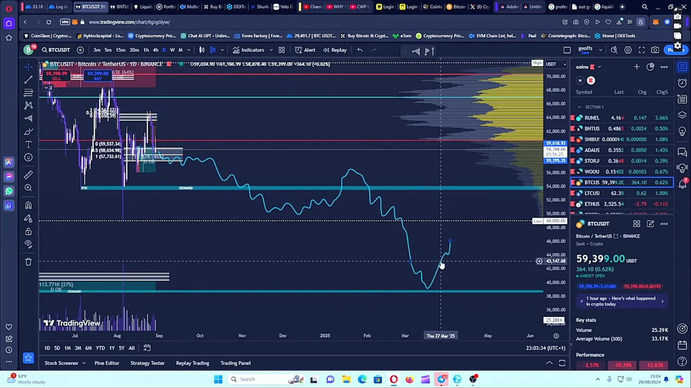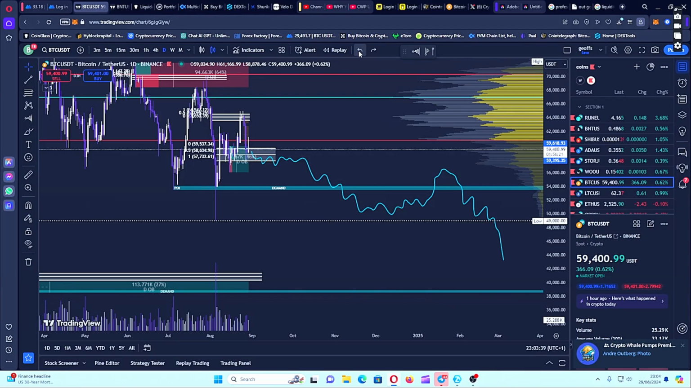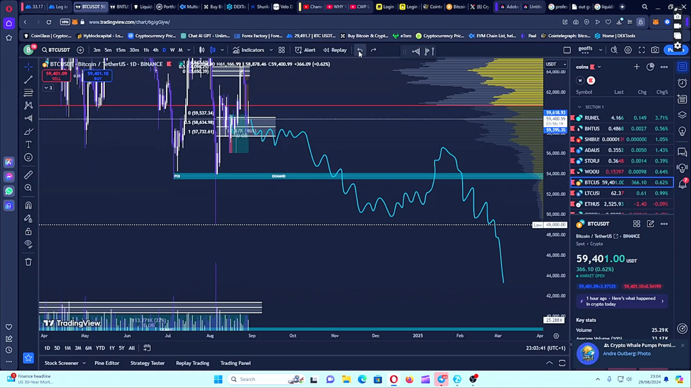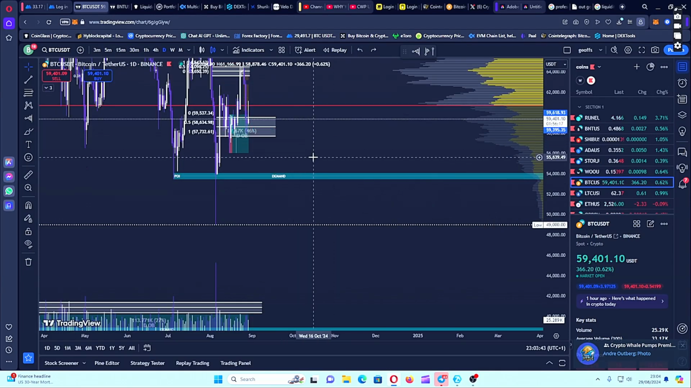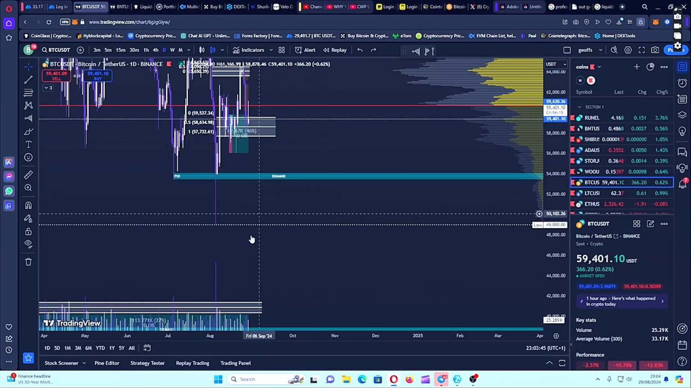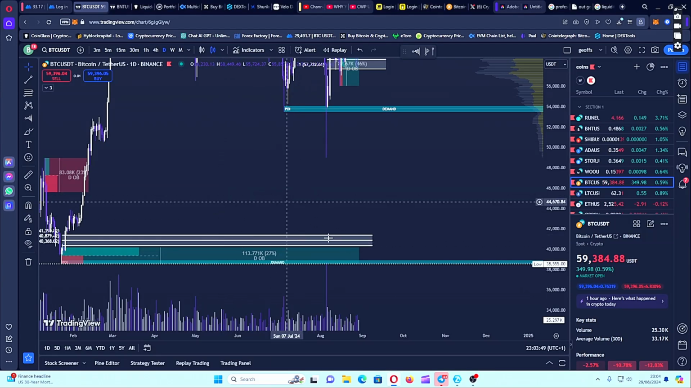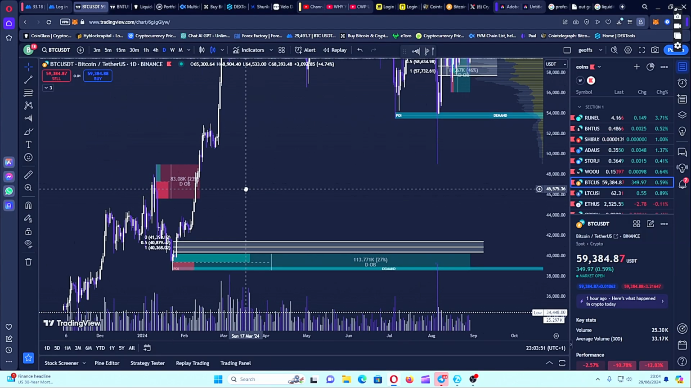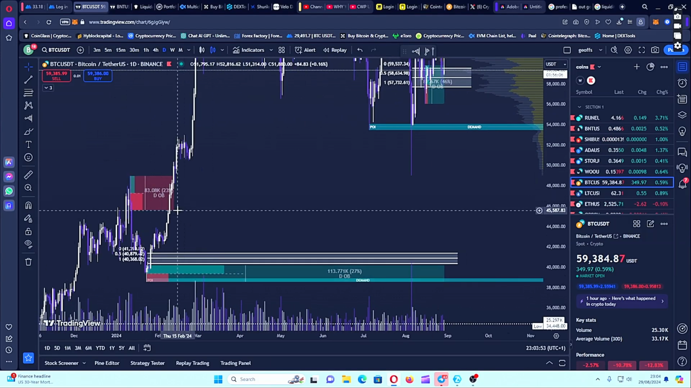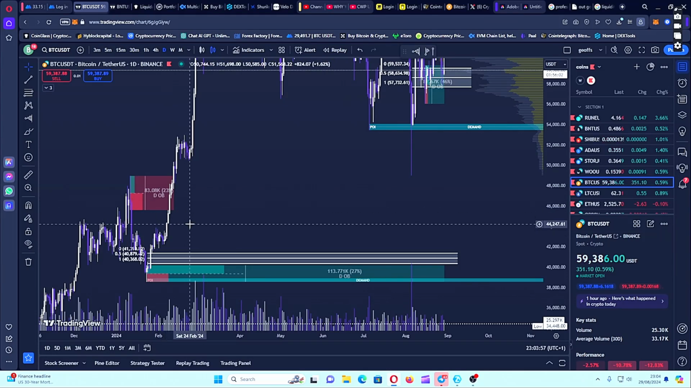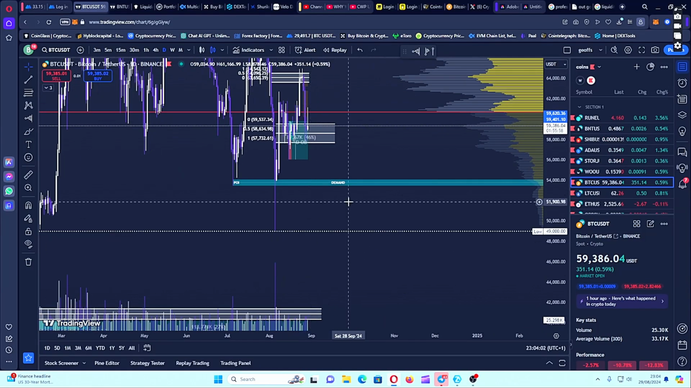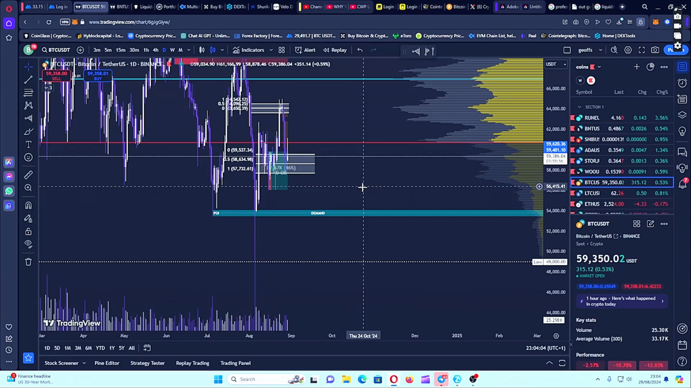Remember, this is just my personal opinion, but this is what I'm looking at as a possible scenario that could happen. So keep your eye out on these areas here. We've got another bullish fair value gap there, another bullish fair value gap there, and another one there. But we've now got this order block to give us that confirmation of, yeah, this could potentially be a good longing opportunity.